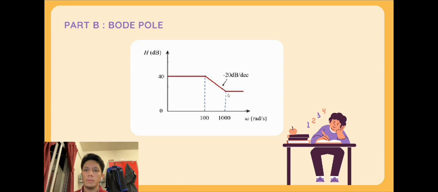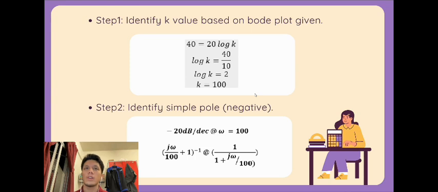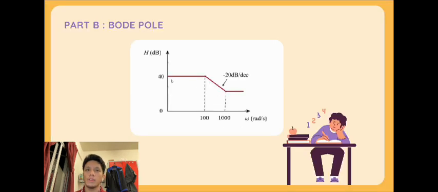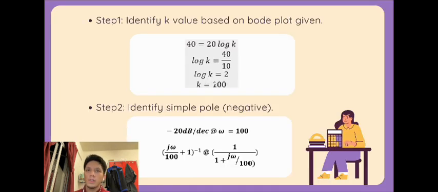Next, our last point is from 1000 to continuous, where it changes from negative 20 dB per decade to 0 dB per decade. Next is the calculation to identify the plot given. First is step 1, which is from 0 radian per second to 100 radian per second.